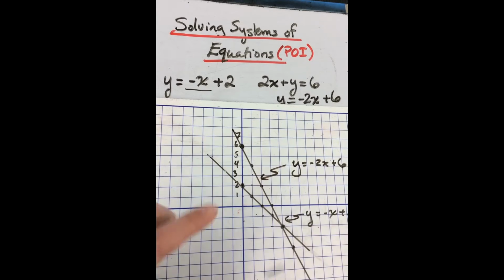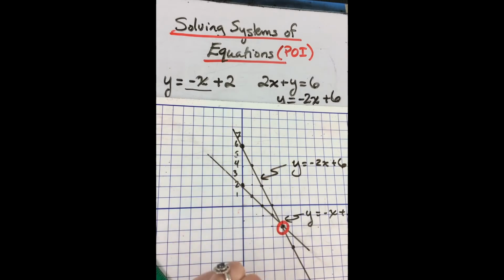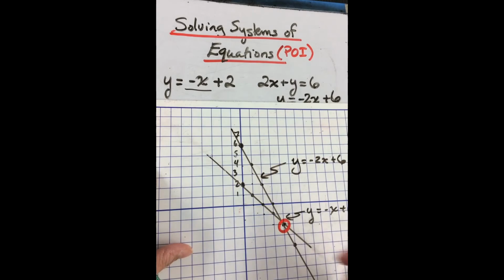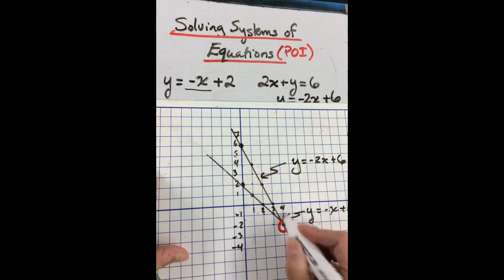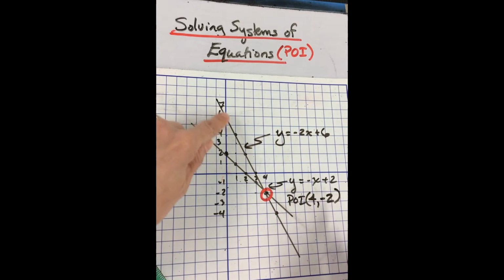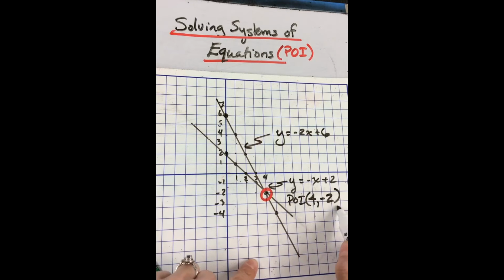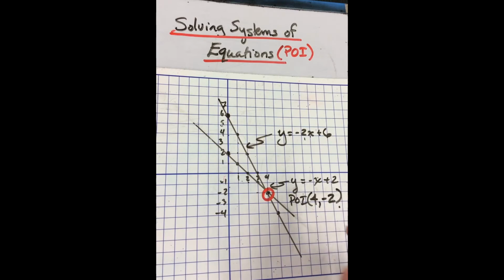And as you can see, our P.O.I. is right here. And if I look at my graph where that stands, if you look here, that's 1, 2, 3, 4, negative 1, negative 2, negative 3. So this point here, the P.O.I., is at 4 and negative 2. And so this way we know that these two lines intersect at this point.